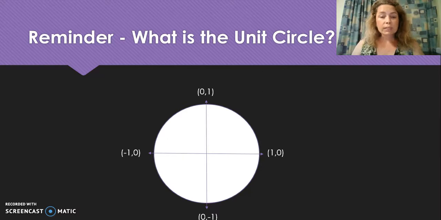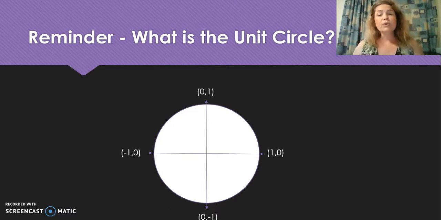So as we trace around our circle from our point of 0 degrees, we've got our point of 1, 0 on the x-axis, going up to 90 degrees, we're at 0, 1, across to 180 where we're at negative 1, 0, and at 270 we are at 0, negative 1.